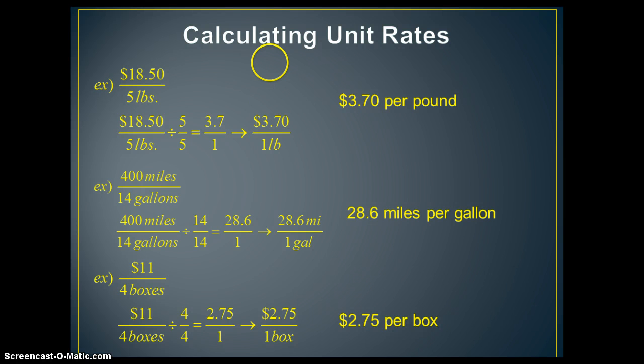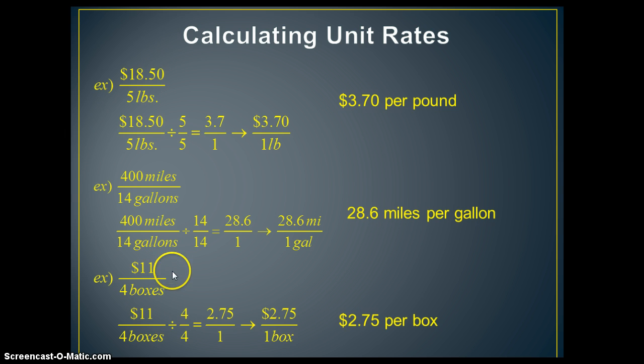Let's look at the second one, miles per gallon. So this is how they would calculate your MPG. You have 400 miles you can drive on 14 gallons. Well, we need the denominator to be 1. So we're going to take both the numerator and denominator and divide it by 14 because 14 divided by 14 is 1. 400 divided by 14 is 28.6. So we're going to drive 28.6 miles in 1 gallon. That's pretty good MPG.